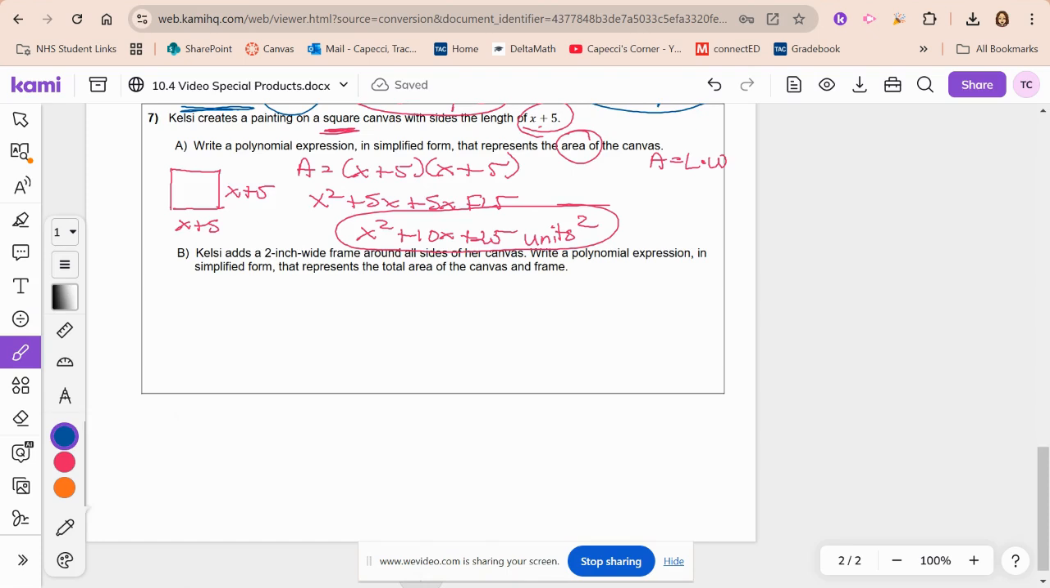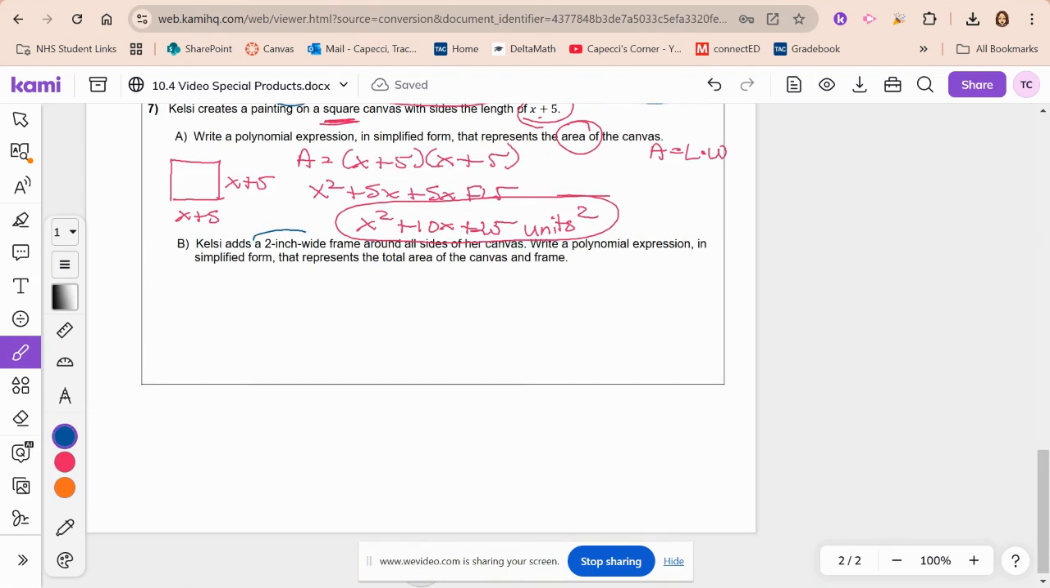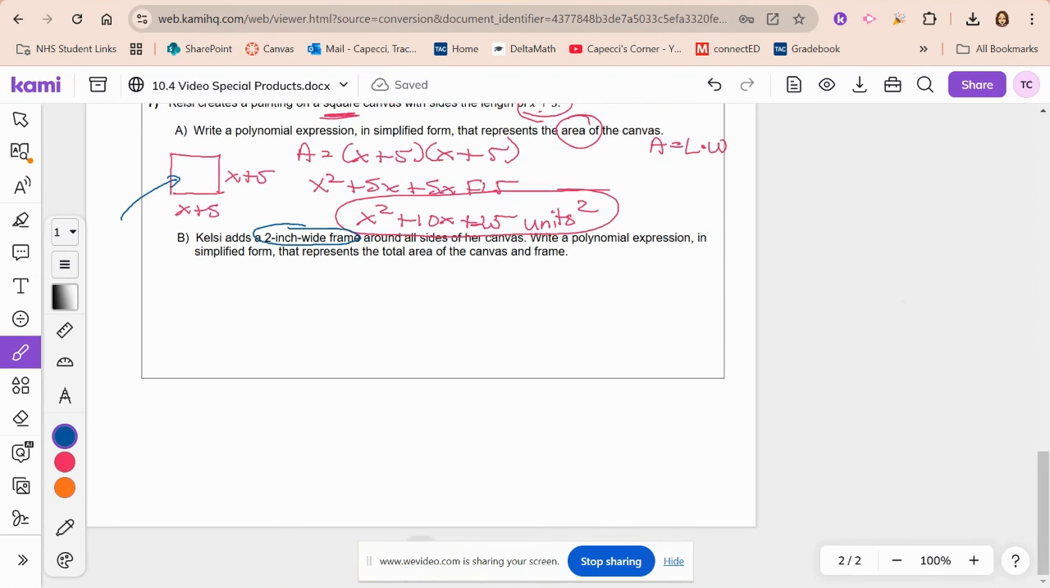Okay, let's add to that. It says Kelsey adds a 2-inch wide frame. So up here was just the canvas or the picture around all sides of the canvas. Write a polynomial expression in simplified form that, again, we're looking for the total area, this time of the canvas and the frame. So I'm going to draw my square first. And again, I have x plus 5 and x plus 5. Now, when I draw that frame around the whole thing, I'm adding 2 inches everywhere. So there's a 2-inch frame there and a 2-inch frame there.